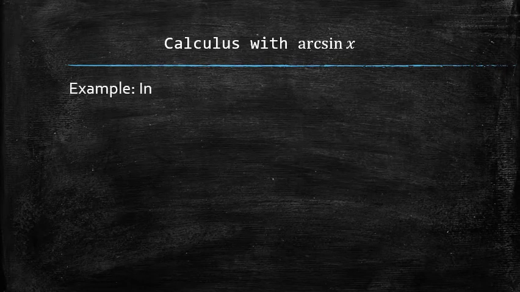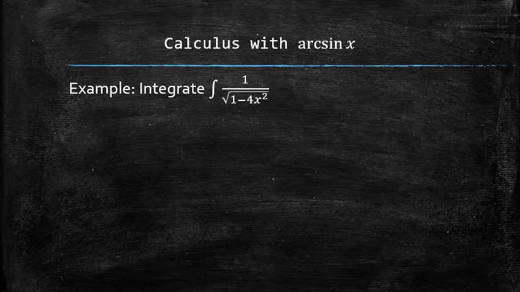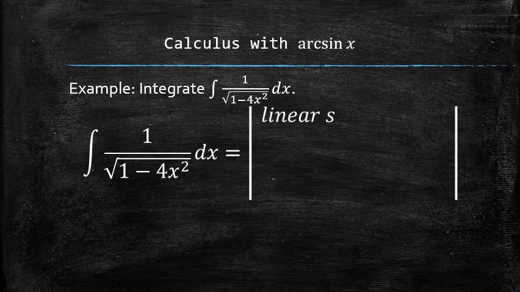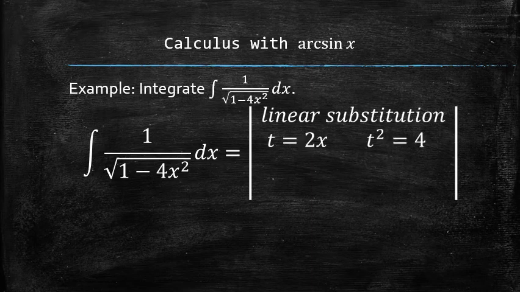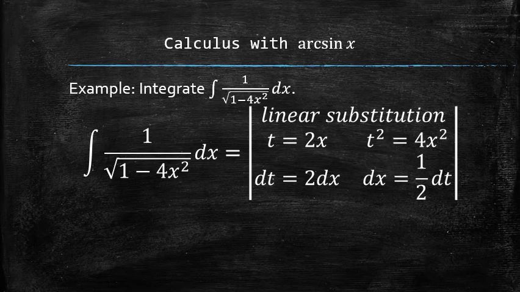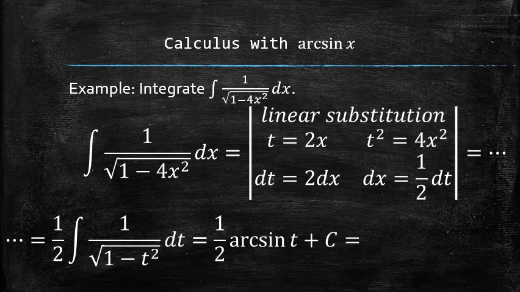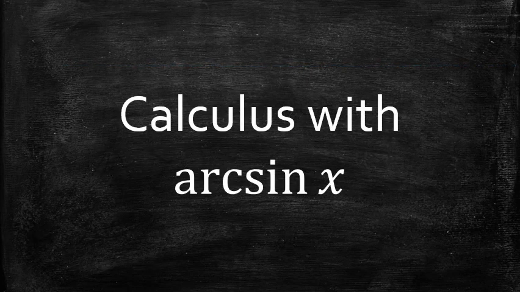Let's do an example of a linear substitution. We set up the linear substitution by setting t equal to 2x and finding the differential of t and expressing dx in terms of dt. As a result, we have a simple indefinite integral in terms of t. We continue with the integration process by finding the antiderivative and replacing t with the original function. We discussed how to differentiate and integrate the functions that have arcsine as one of their components.